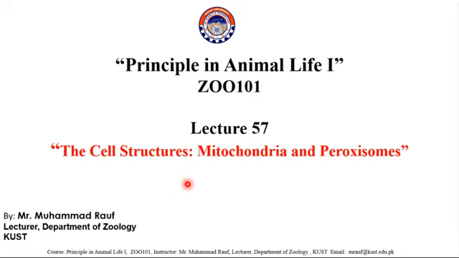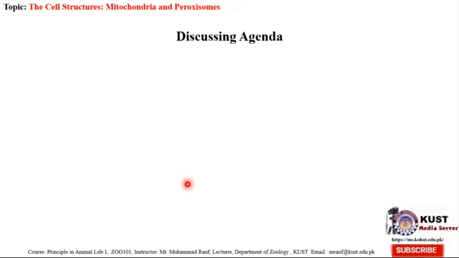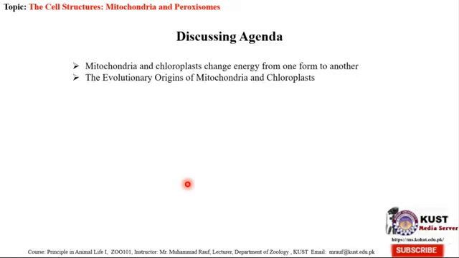The topic is the cell structures, mitochondria and peroxisomes. The agenda for the topic will be: mitochondria and chloroplasts change energy from one form to another, the evolutionary origins of mitochondria and chloroplasts, mitochondria chemical energy conversion, and finally peroxisomes oxidation.